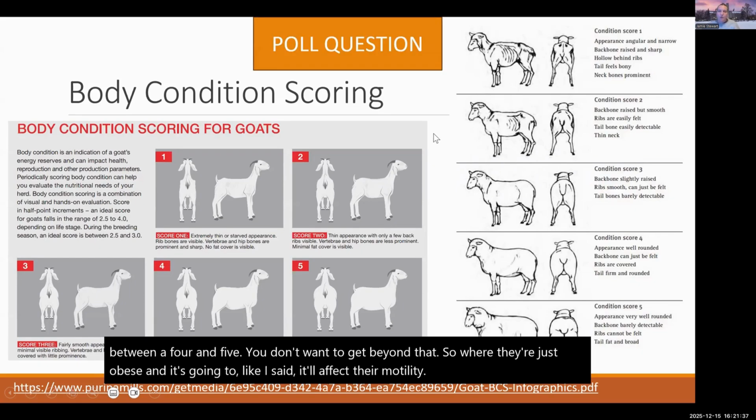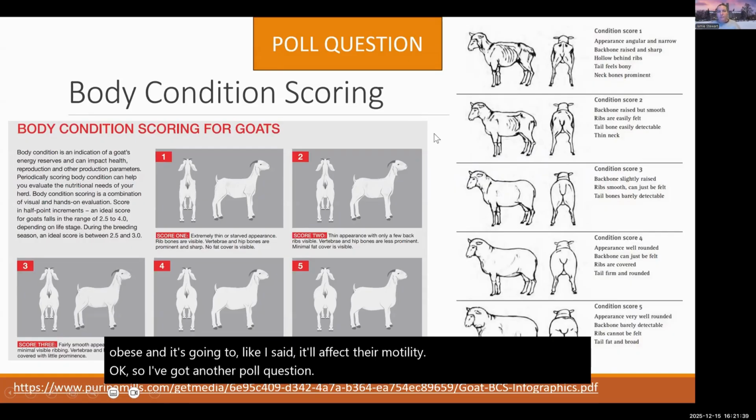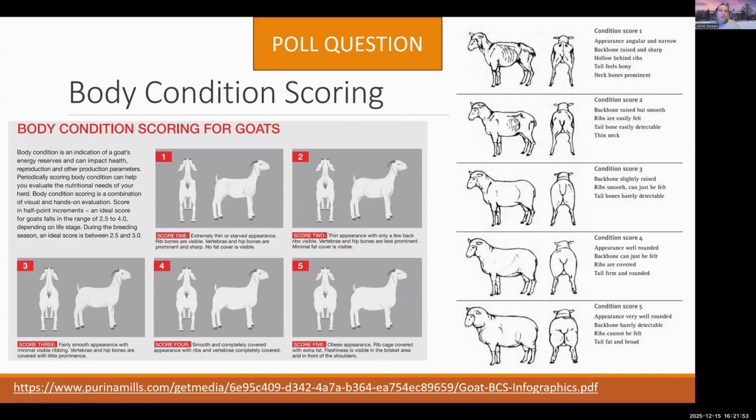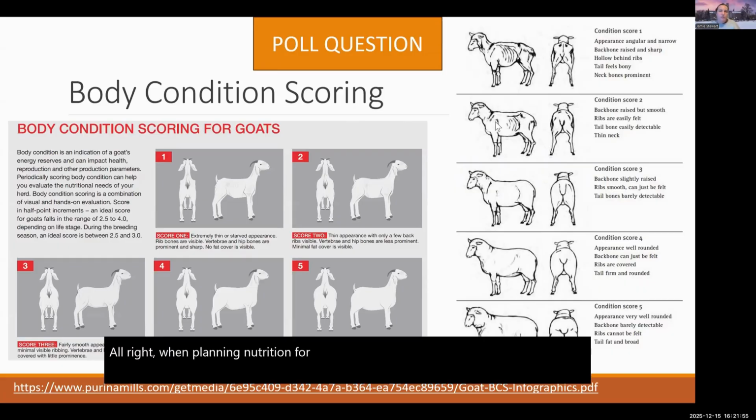Okay, so I've got another poll question. Let's go to question 2. When planning nutrition for your rams and bucks, what considerations should be made? This might take a little bit longer because there's a little bit to read there.